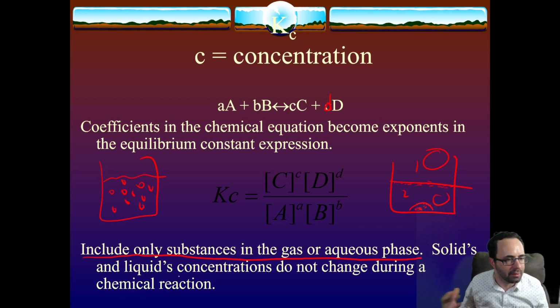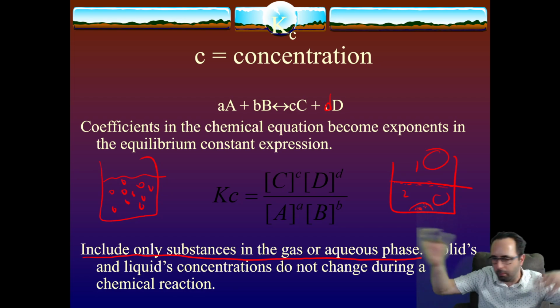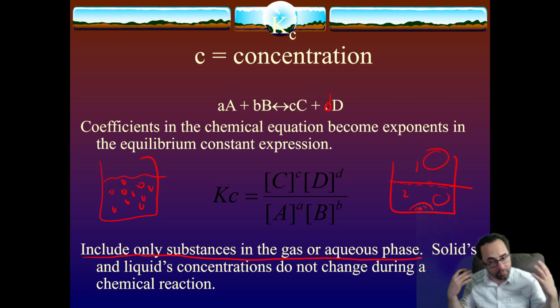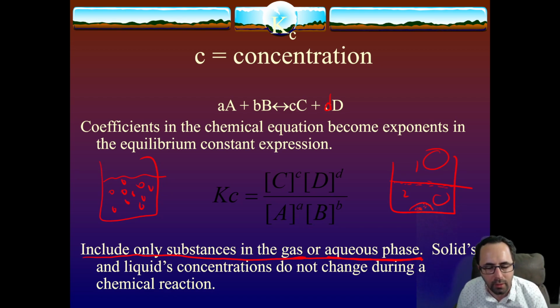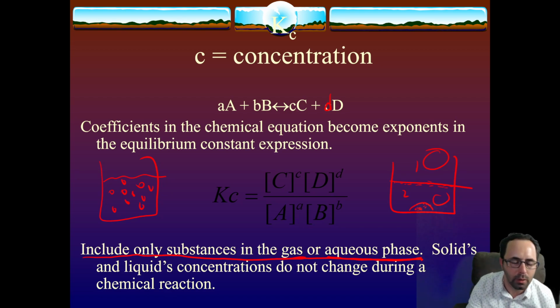If you have gases, it's the same thing, except in gas phase. All the particles are flying all around, so they're always free to interact with each other. So we only consider for the equilibrium those substances that are in the gas or aqueous phase. Solid and liquid concentrations do not change significantly during the chemical reaction.